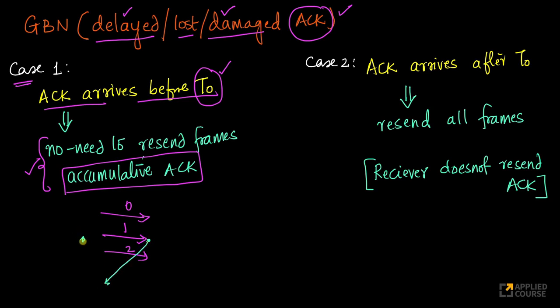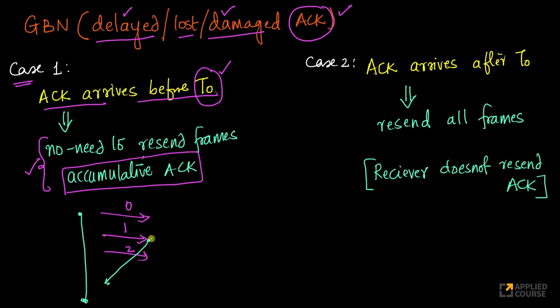But the timer hasn't timed out. Let's assume this is the timeout. This is the sender, this is the receiver. We haven't yet timed out, and so I should time out for 0. I'm sorry, so this is 0. Let's assume 0 hasn't timed out. Okay, so I sent 0. I didn't get an acknowledgement.